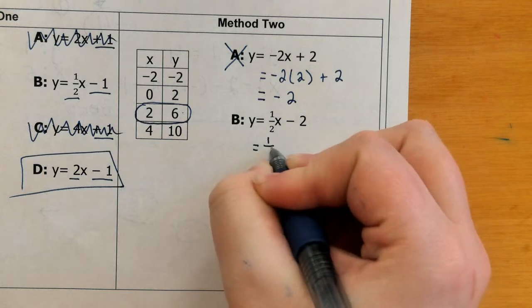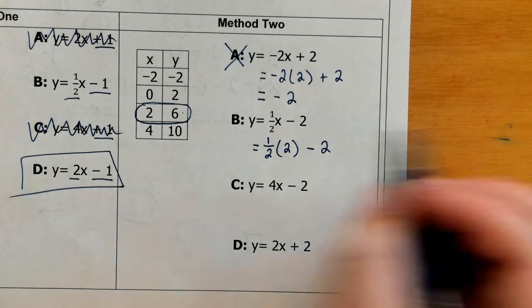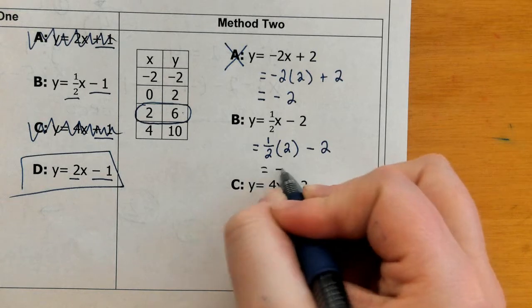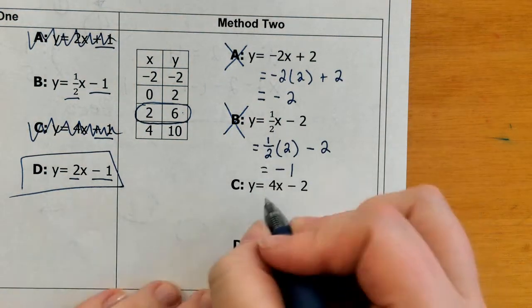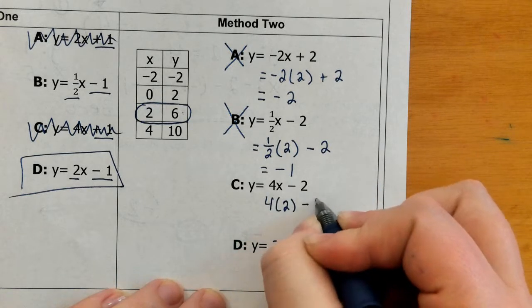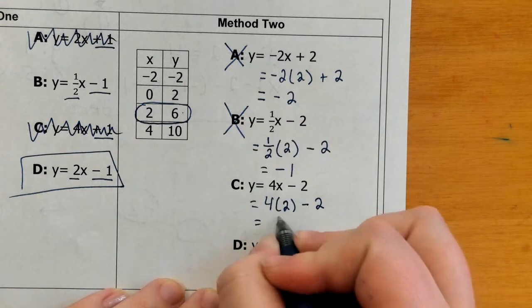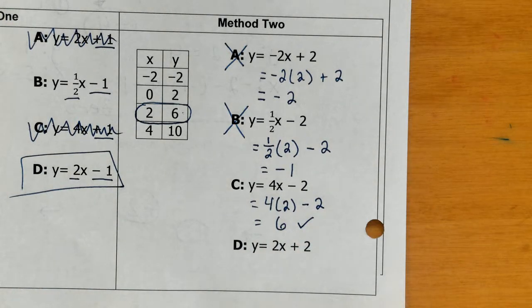Y equals 1/2 times 2 minus 2. 1/2 times 2 is 1. 1 minus 2 is negative 1. Does that equal 6? No. Alright, so far 2 down, 2 to go. So y equals 4 times 2 minus 2. 4 times 2 is 8. 8 minus 2 is 6. Oh, well that one's okay. But we can't just stop. They're always going to try and trick you.